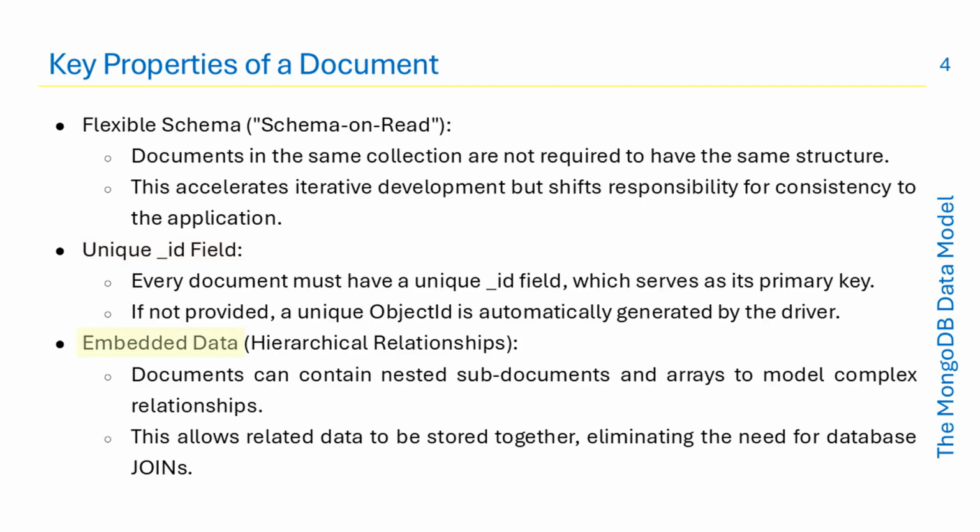Finally, and perhaps most importantly, is the ability to use embedded data. A document isn't just a flat list of key-value pairs. It can contain nested documents and arrays. This allows you to model complex real-world entities in a much more natural way. For example, a single document for a blog post could contain the author's information and an entire array of comments. This is what allows us to retrieve all that related data in a single query and avoid those expensive database joins. Now that we understand documents, let's talk about the containers they live in, collections.